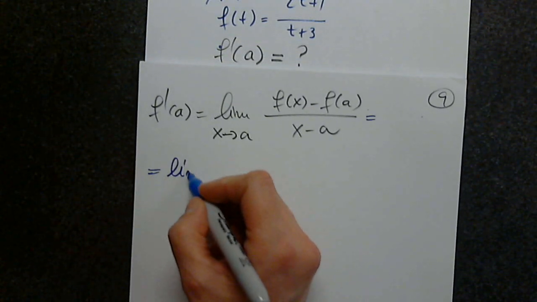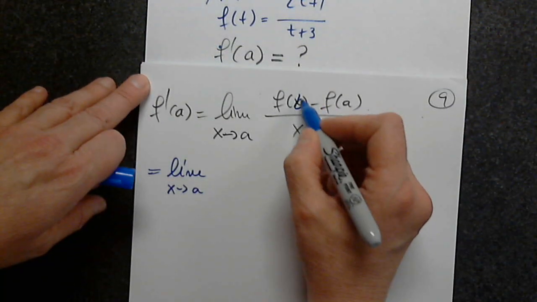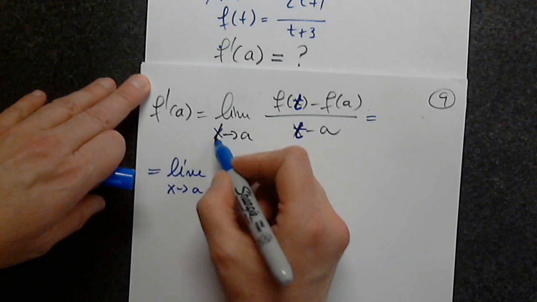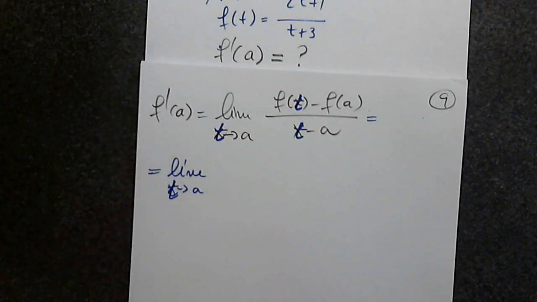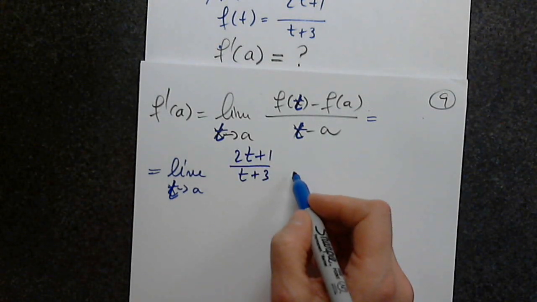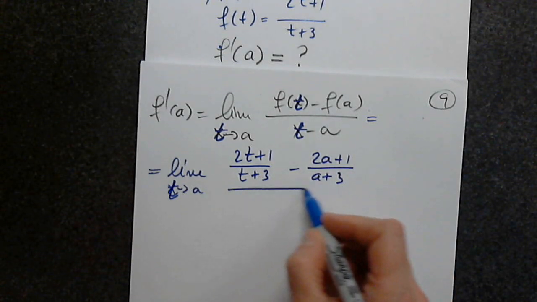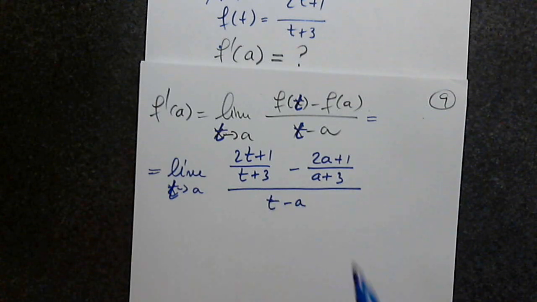Okay, so limit as x approaches a, doesn't matter, but it's t. So (2t plus 1) over (t plus 3) minus (2a plus 1) over (a plus 3), divided by t minus a. Sometimes this definition is a little bit more human than the a plus h one because that is kind of cumbersome. You're plugging in a plus h and so on, right? Okay.